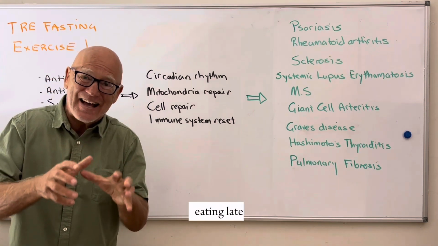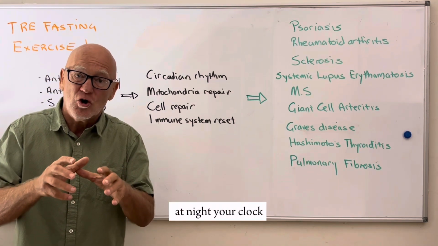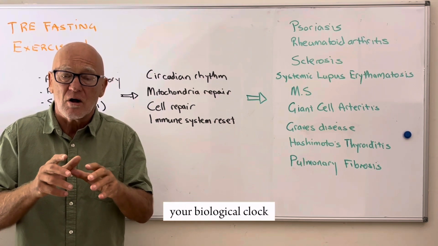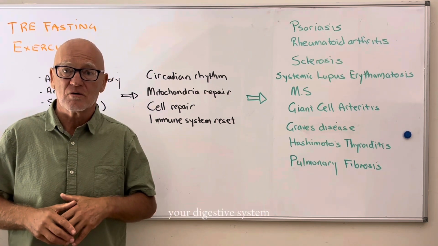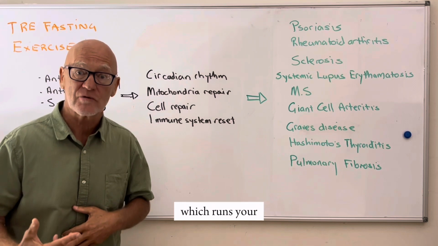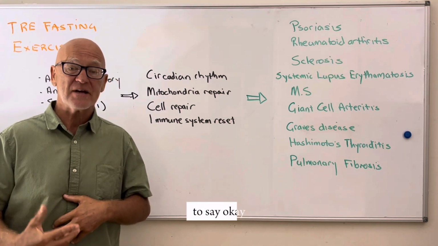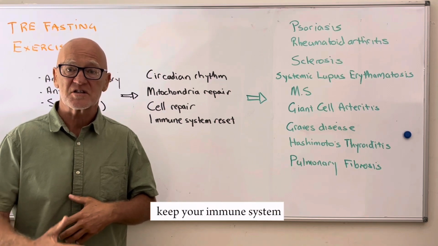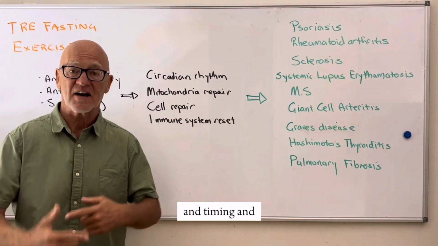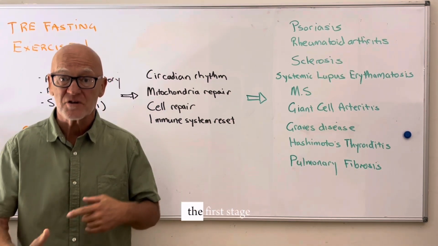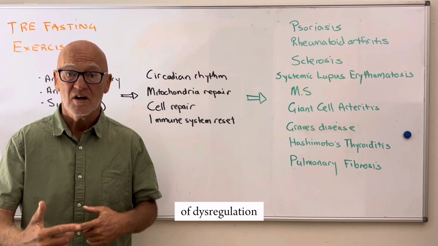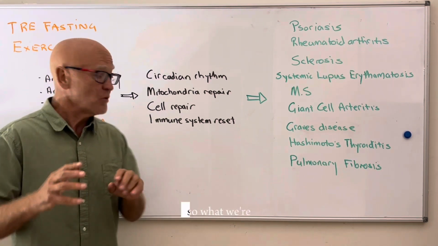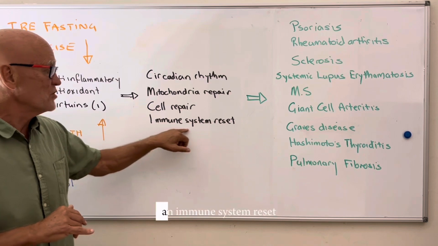And if you're eating late at night, your biological clock is telling your digestive system, which runs your immune system, to say, okay, I can digest now, but I'm not going to keep your immune system clock going and timing and functioning properly. So you end up with the first stage of dysregulation of your immune system. So what we're after here is an immune system reset.